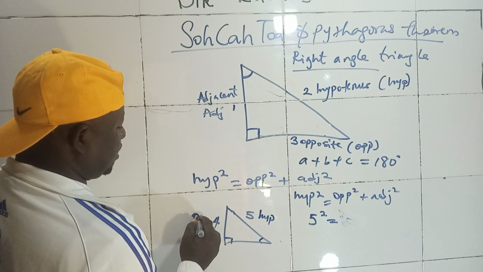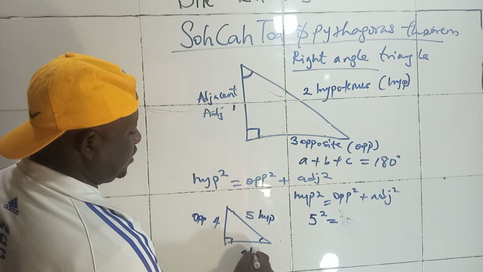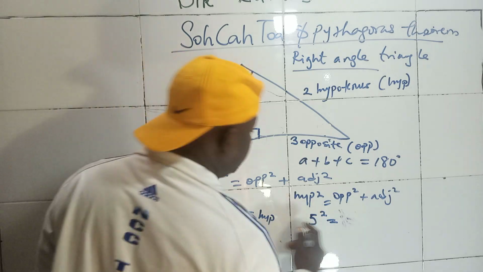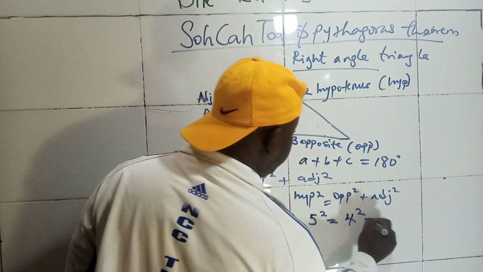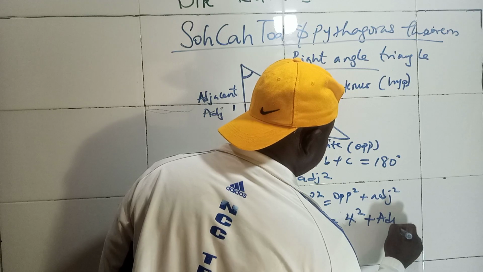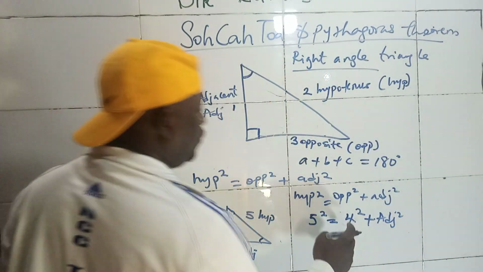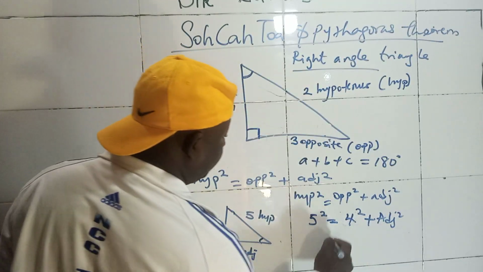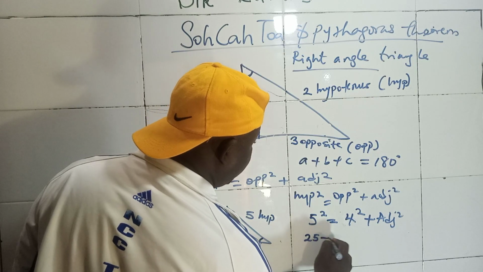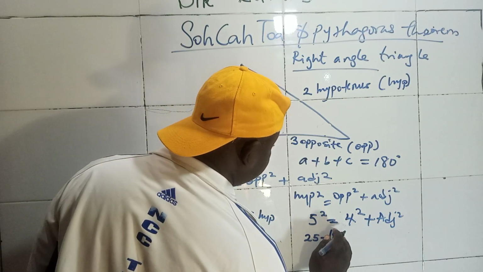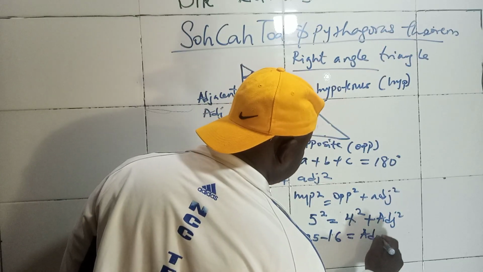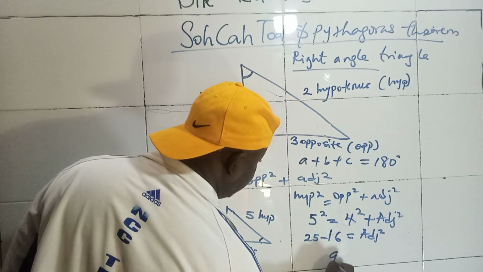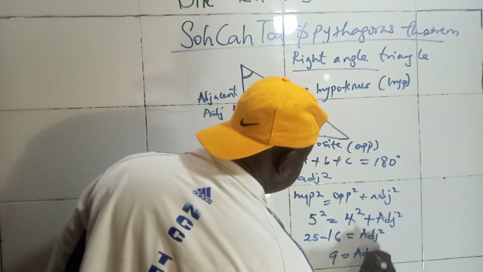Always label before you start solving the question. Then you have the adjacent. So it's the adjacent you want to determine. So we have opposite squared, that is 4 squared, plus adjacent squared. That is what we want to determine. So collecting the like terms now, we have 25 minus 16 is equal to adjacent squared. So you have 9 is equal to adjacent squared.